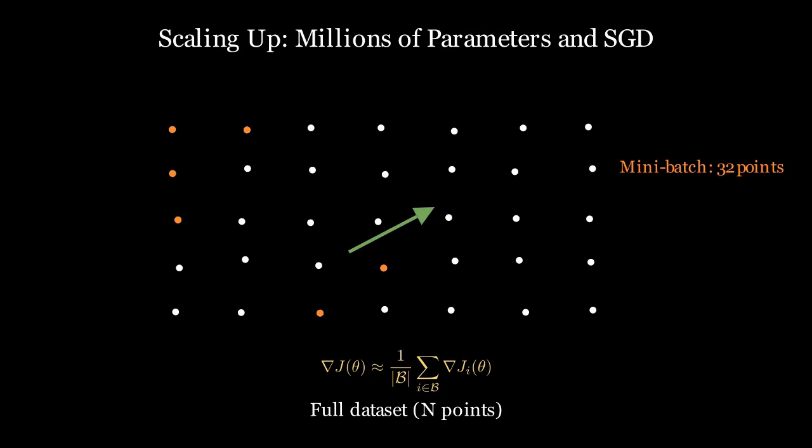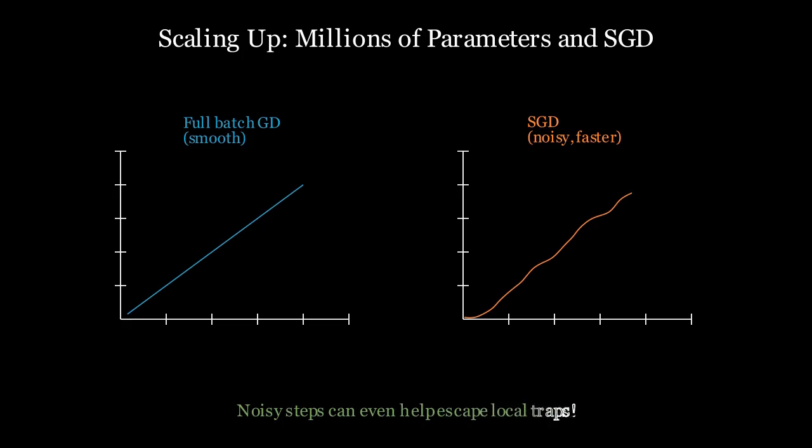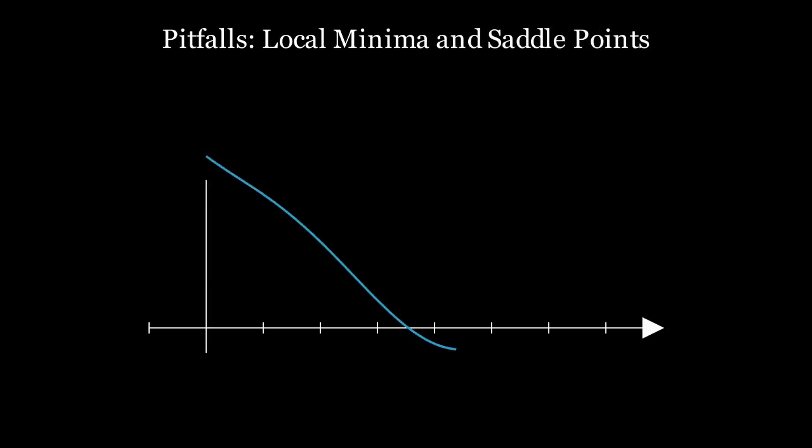Think of estimating the average height of people in a city. You don't measure everyone. A random sample gives a good enough estimate. SGD does the same with gradients. It's noisier, but dramatically faster per step, and converges well. The noise even has a hidden benefit. It helps the algorithm escape shallow traps, which brings us to gradient descent's most famous pitfall, local minima.